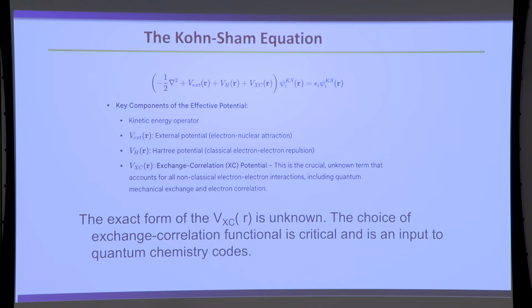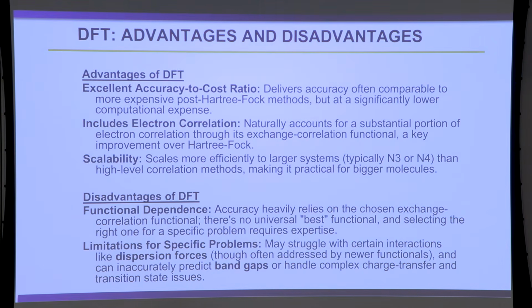This V sub xc is basically this exchange component that they introduced. And this guy is unknown. The choice is critical, and you need to choose that to start those quantum chemistry calculations. Okay. Advantages. I want you to know something about this DFT.